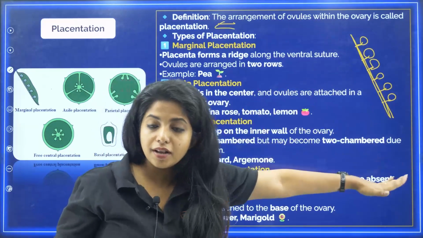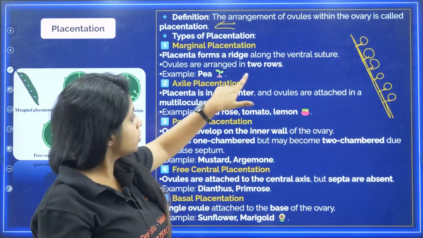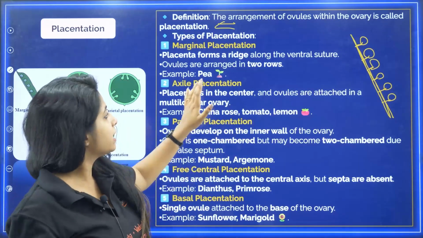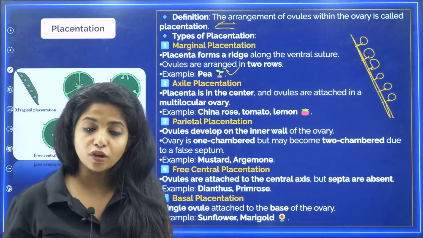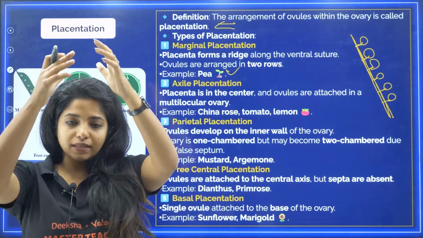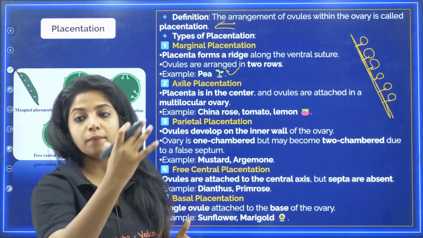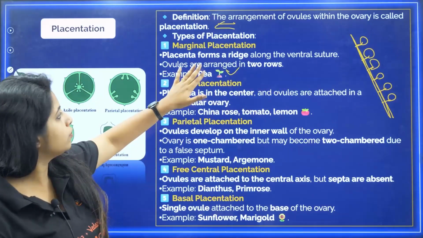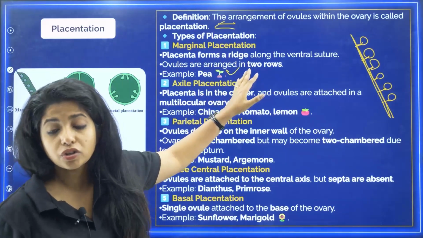This is the ventral suture that you are having, and ovules are arranged in 2 rows. Here only 1 row is represented, but you can have 2 rows. Example, you can find that in the case of pea. If you open the pea, you can find that basically they are arranged in 2 rows, and they are attached to one marginal placenta. So placenta forms a ridge along the ventral suture. Ovules are arranged in 2 rows. This is known as marginal placentation.